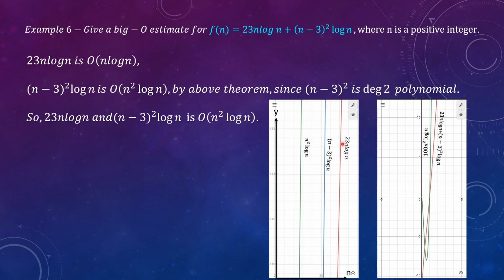We can see the graph. This is separate. When separate, in the graph n squared log n is faster than these two. When added together, n squared log n is also faster than these two.